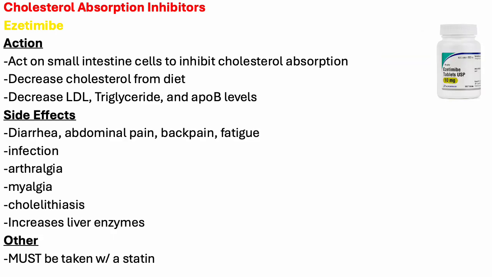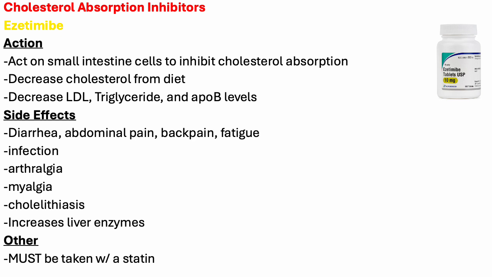Next is going to be cholesterol absorption inhibitors, and we have ezetimibe. The action of this drug is it acts on the small intestine cells to inhibit cholesterol absorption. So you're going to decrease cholesterol from your diet as well as decreasing LDL, cholesterol, and ApoB levels. And ApoB is a protein that transports cholesterol. As well, it also slightly increases HDL.